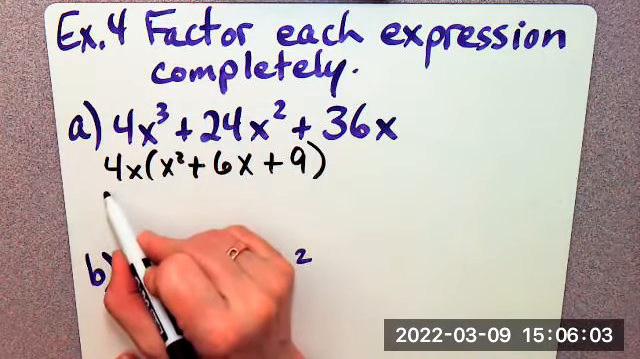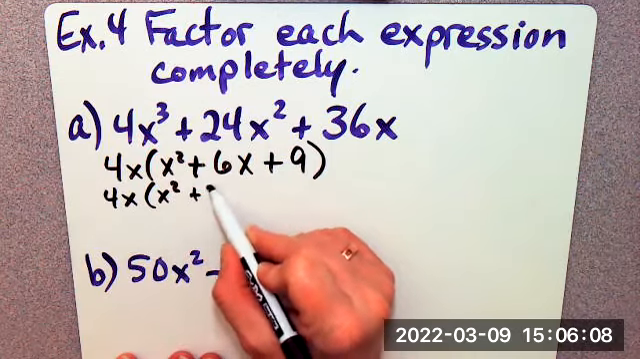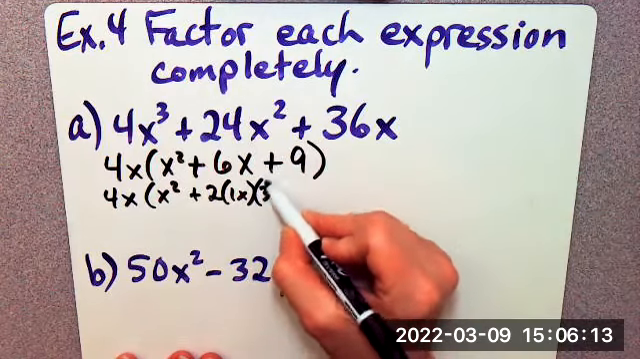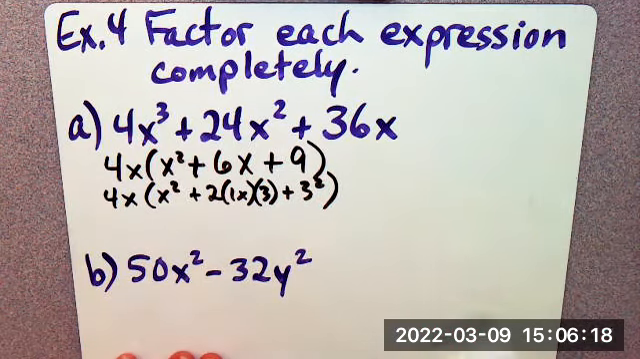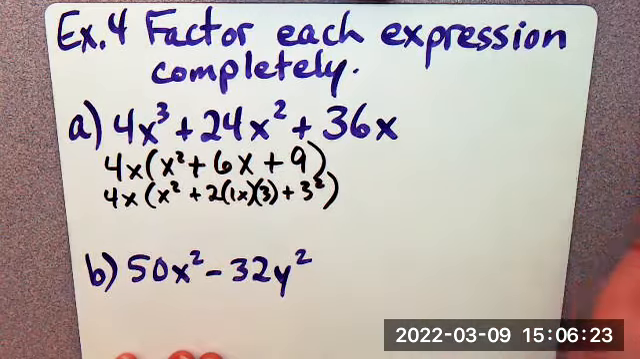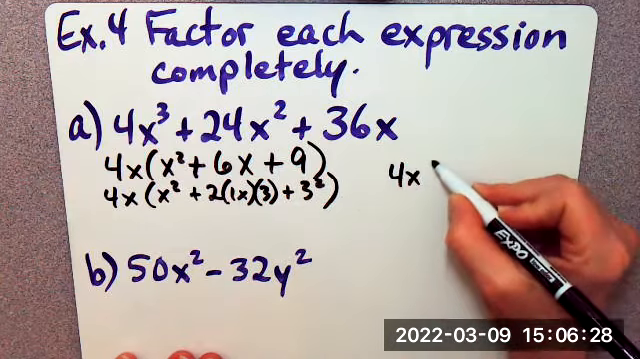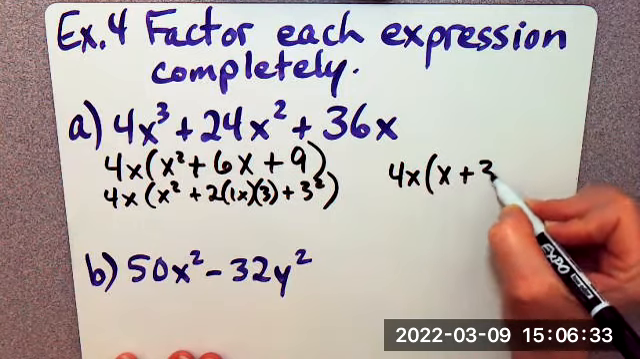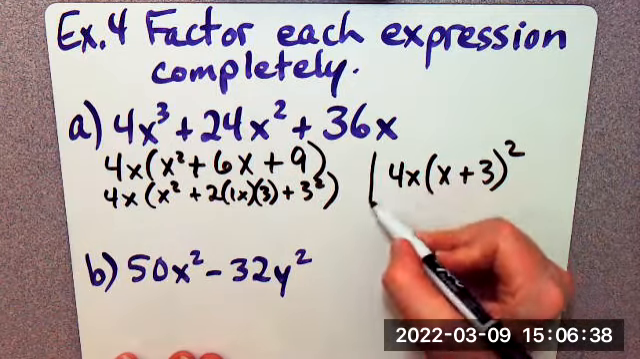And we see, oh, this is 4x times x squared plus 2 times 1x times 3 plus 3 squared. So it fits our formula, a perfect square trinomial. So this is going to equal, since it's an expression, we don't really need to write an equal sign. We're going to write the full factoring as 4x times (x plus 3) squared. So there we go.